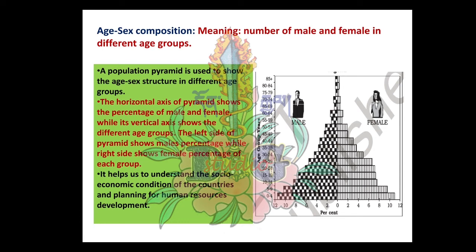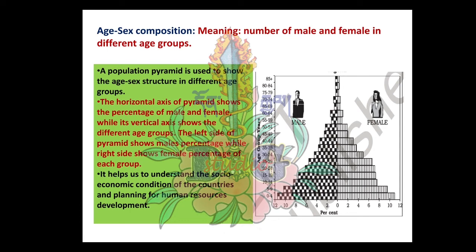So we know age group, right? Here we have a more detailed age group as compared to the above one. So 0 to 4 is one age group, 5 to 9, like that. By studying this age sex composition with the help of the population pyramid, what is the essence of learning age sex composition? It helps us to understand the socio-economic condition of a particular country and the planning of human resources. How we are going to know that socio-economic condition and planning of a country, we will discuss in the later part.